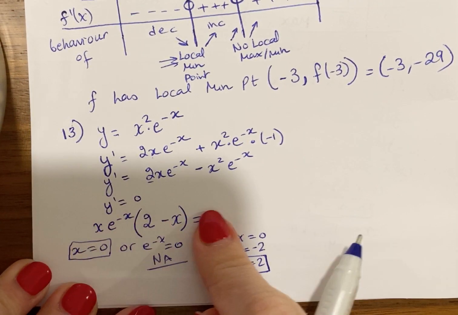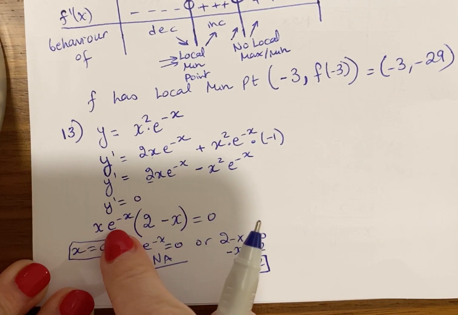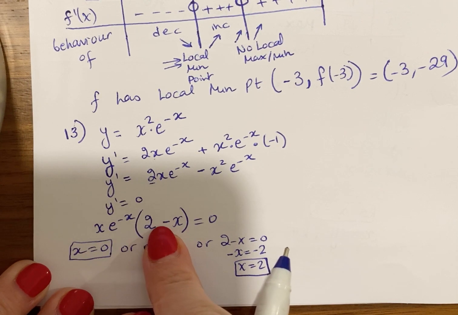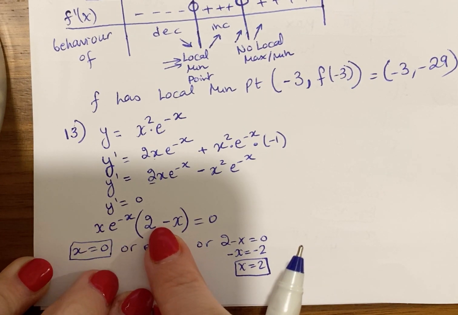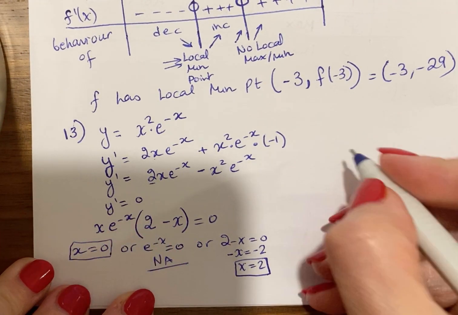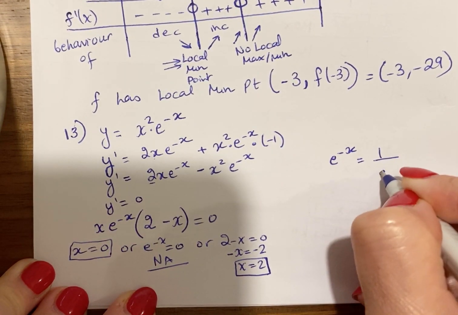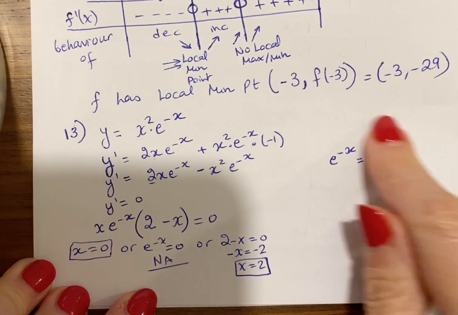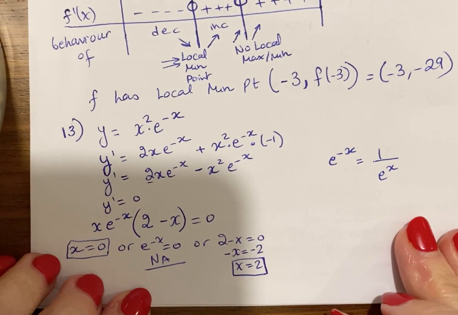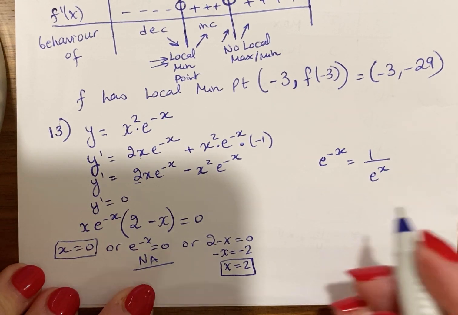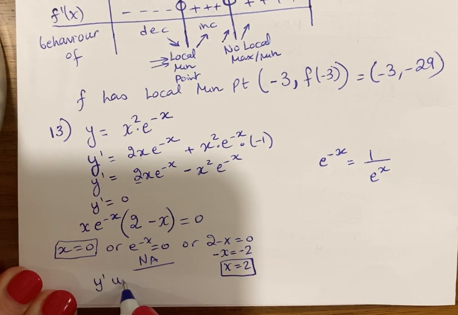Is this ever undefined? No, because e is defined for all values, x is defined for all values, and 2 minus x is defined for all values. You tell me, e to the minus x is defined for all values. Remember, e to the minus x is 1 over e to the x, which is defined for all values that you can think of. So what are my only critical numbers? 0 and 2. So I will write here y prime undefined is also not applicable.